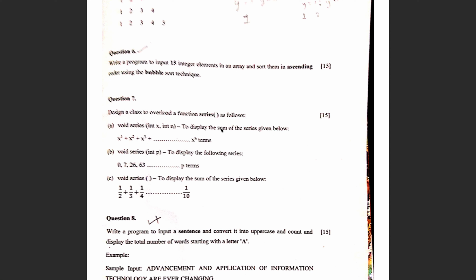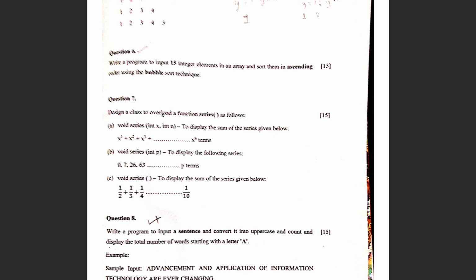Okay. So in this video I'm going to solve question 7 of ICSE Computer Applications 2019 question paper. Question 7 says: design a class to overload a function series as follows. Void series(int x, int n) to display the sum of the series given below. Void series(int p) to display the sum of the series as p terms. And then void series() to display the sum of the series given below: 1 by 2, 1 by 3, 1 by 4 and so on.